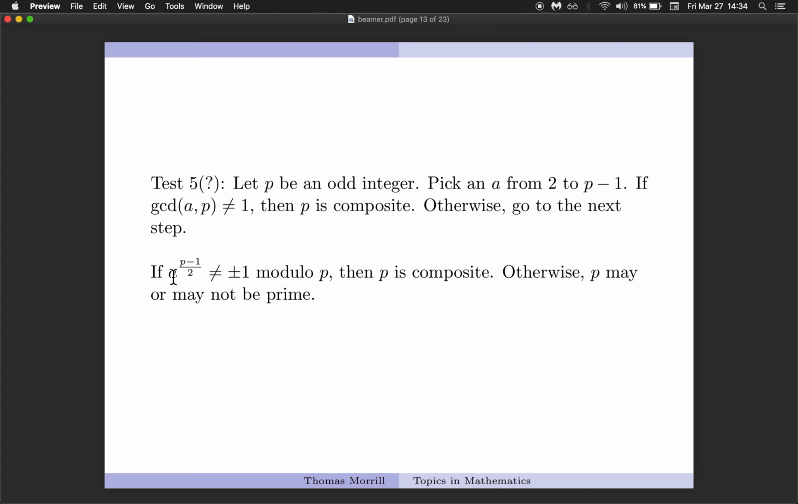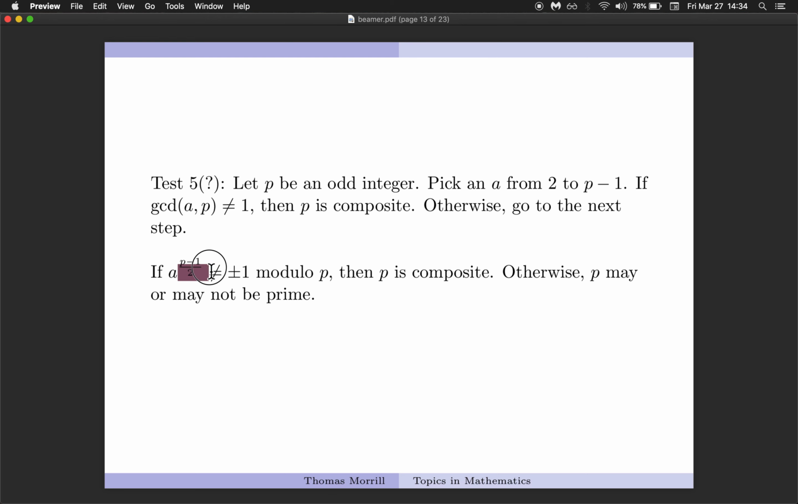If a to the power (p−1)/2 is not plus or minus 1 modulo p, p has to be composite. It has to. Because if it was prime, I'm supposed to square this number and get 1. But also, if it's prime, the only numbers that square to give 1 are plus and minus 1. So if I can satisfy this congruence mod p, p is composite, for sure.